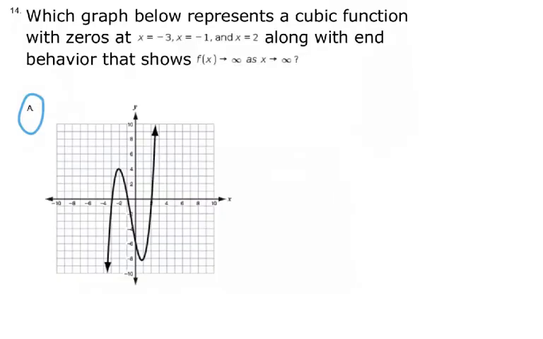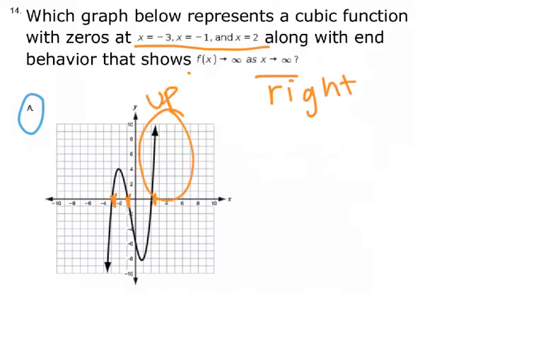Okay, which graph represents a cubic function with zeros at... Okay, so that's where it hits the x-axis. It definitely hits at -3, -1, and 2. And the end behavior, see, once again, it's that backwards format. It says as x goes to infinity, which is the very right side. Look at the right side, it's going up, and it says f of x goes to positive infinity, which means going up. So A is the only one that has the zeros in the correct place, and the right end of the graph is going up.